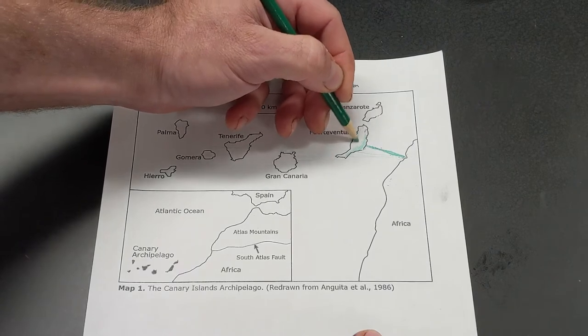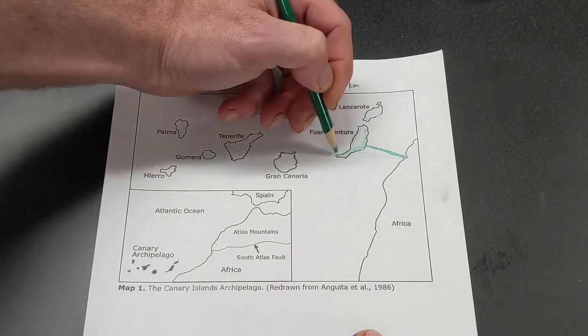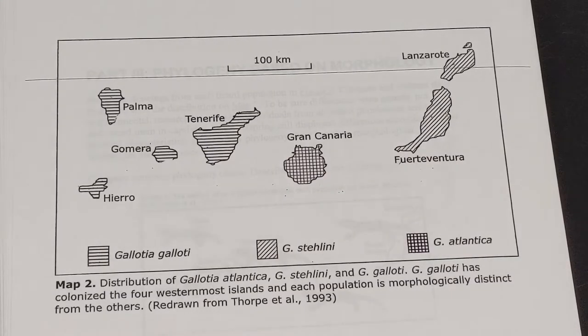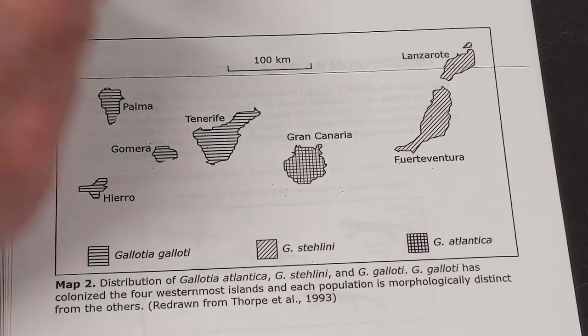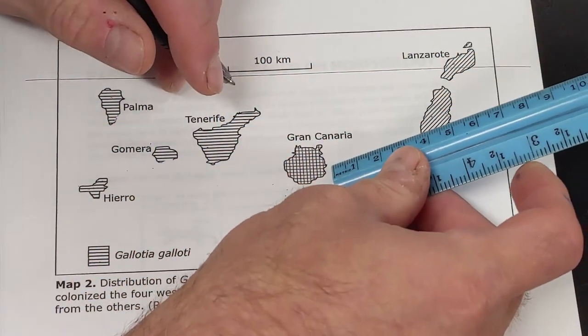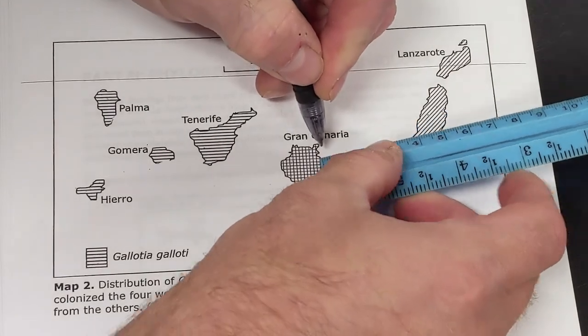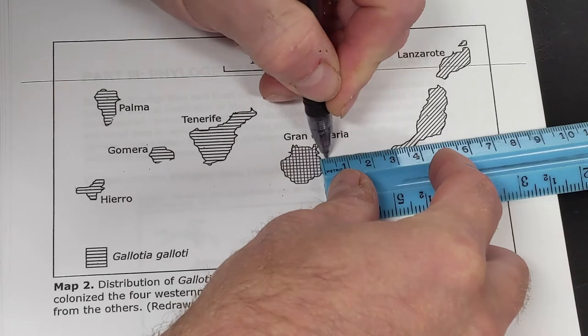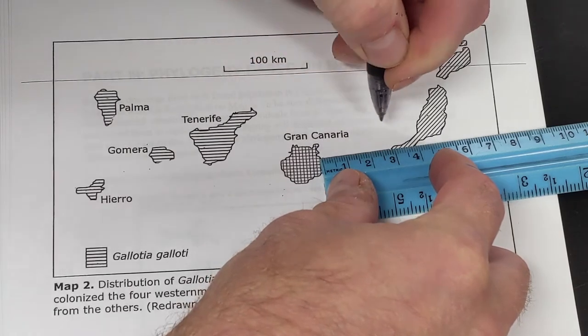So let's look through the lens of island biogeography first from distance to mainland. That's going to be our first focus here. So now I'm going to just take my ruler here, and I'm going to start measuring, assuming that we're coming from the mainland of Africa. We've already got to Fuerteventura. It really makes sense just to measure from Fuerteventura out to each island.